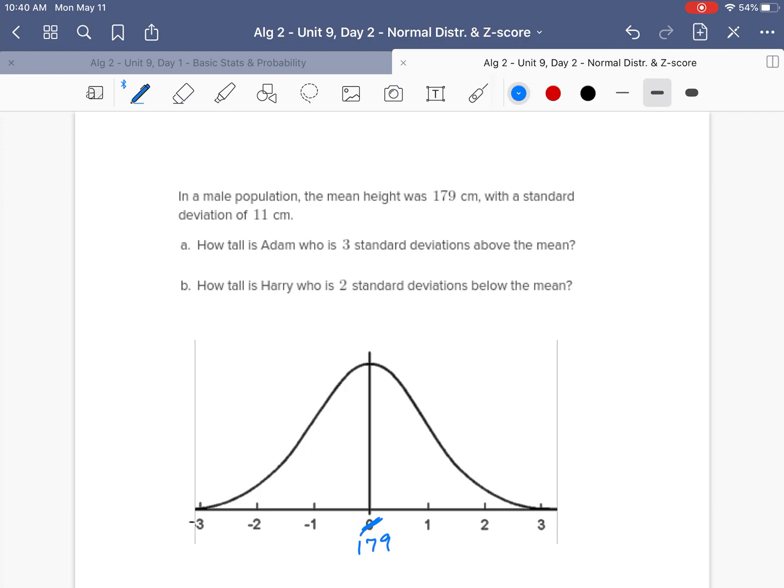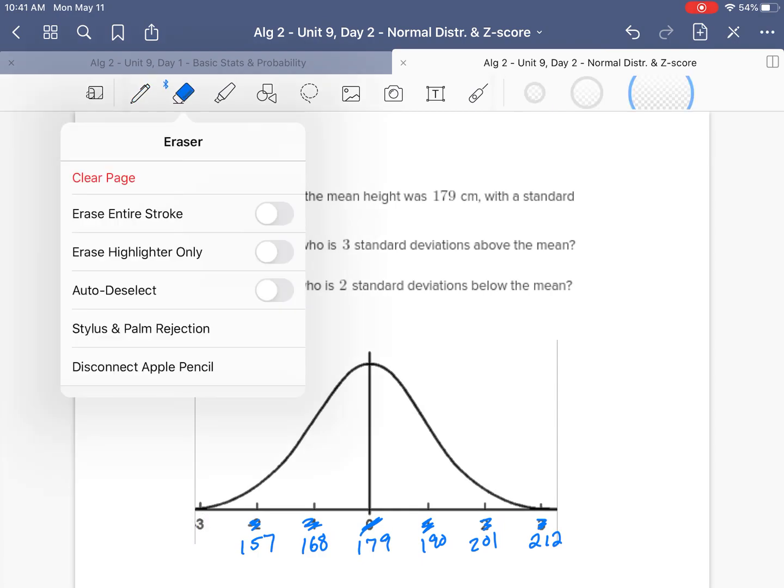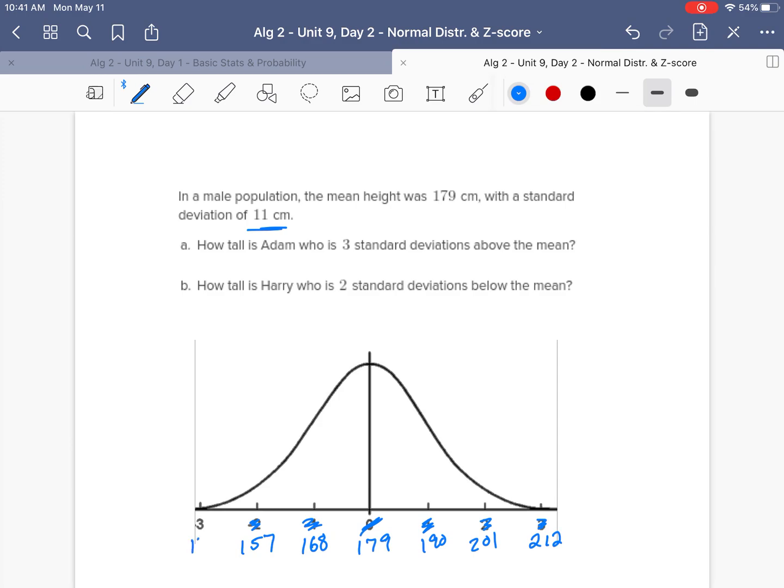So if I want to go 1 standard deviation above, that means I have to add 11 to that. So I can cross this off. 179 plus 11, that would be 190. Plus 11 more, that would be 201. Plus 11 more, that would be 212. So I don't really need the 1, 2, 3 because I have data values instead. If I want to go down, so 179 minus 11, that would be 168. Minus 11 more, that'd be 157. Minus 11 more would be 146.